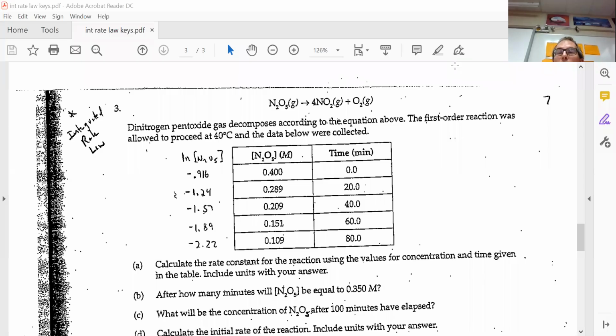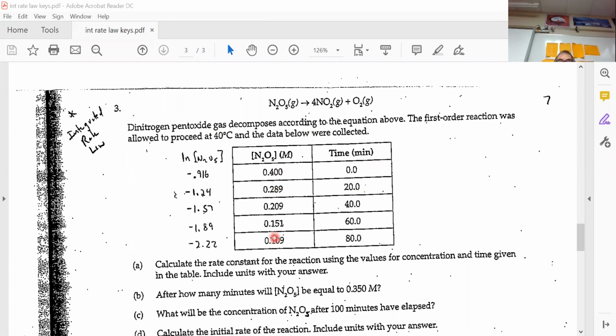In this video, we are going to look at the integrated rate law problem on page 7 of your homework packet. It says this is a first order reaction, so it's identified as a first order reaction, which is good. We have some times, and we have a concentration.